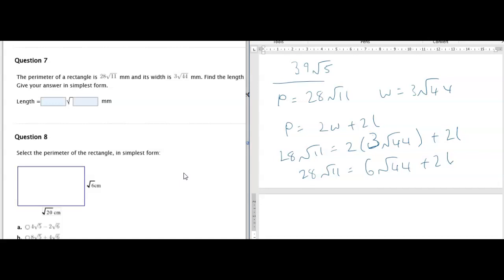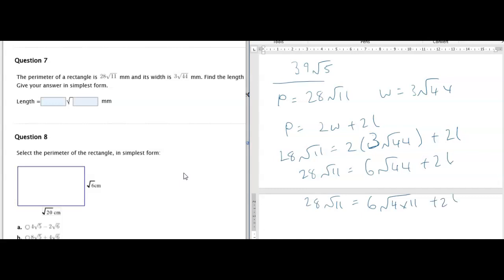Before I start solving for L, I'm just thinking on my feet here. I'm going to simplify first. You could have divided everything by 2. That's what I was thinking in my head. But what I might do is just simplify this root 44. So the highest square number that goes into 44 is 4. So 44 becomes 4 times 11.